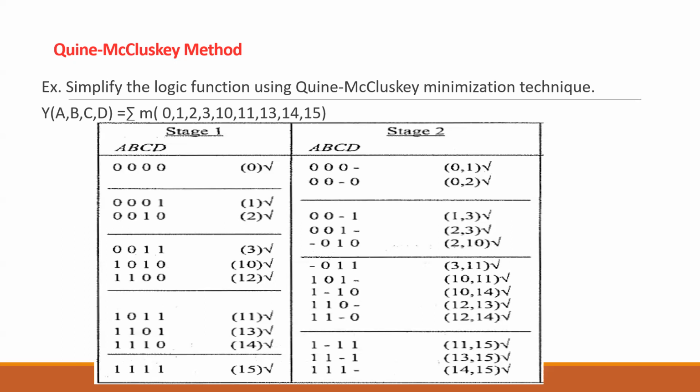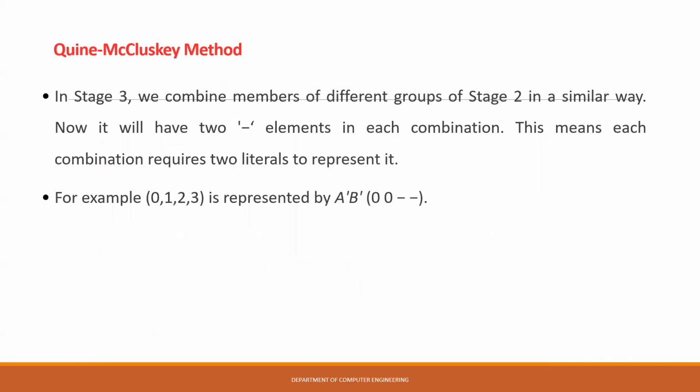This is the second stage in the simplification. In stage 3, we combine members of different groups of stage 2 in a similar way. Now it will have 2 dash elements in each combination. This means each combination requires 2 literals to represent it. For example, 0, 1, 2, 3 is represented by A dash, B dash. That is nothing but 0, 0, dash, dash.